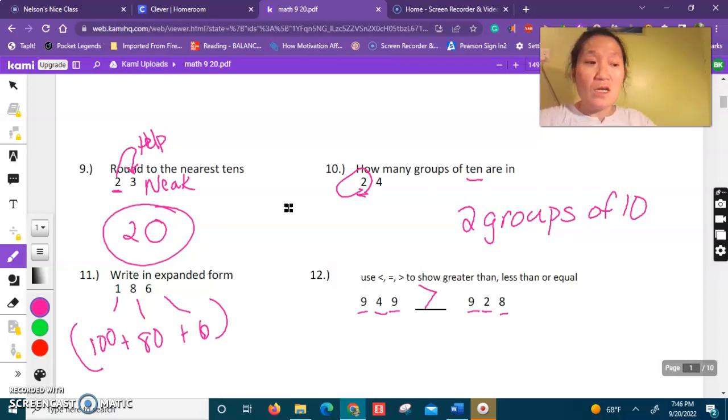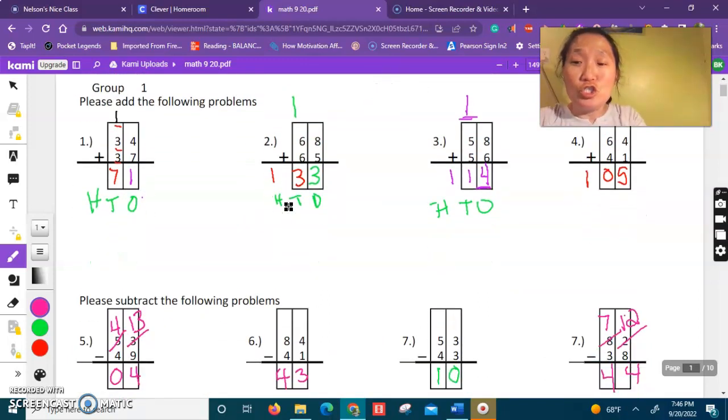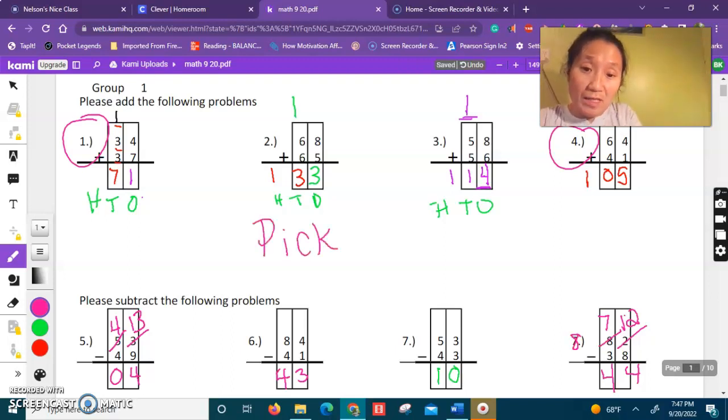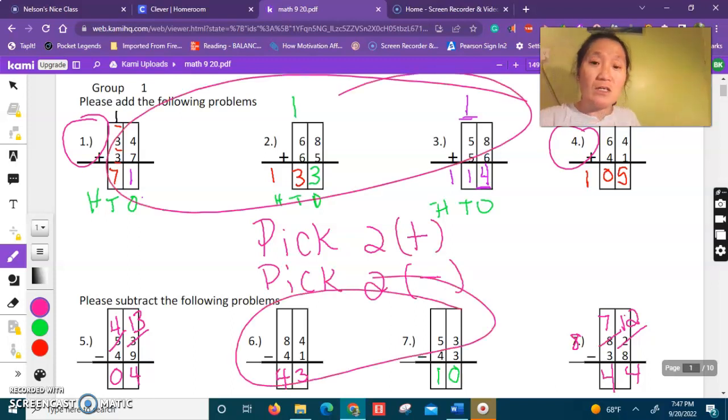Okay? My expectation is you will pick 2 problems. I don't care which 2 that you pick, but when you get your worksheet, give me 2 addition, 2 subtraction. You pick. There are a total of 8 problems. You have to pick 2 addition, pick 2 subtraction problems. So pick 2 from up here, pick 2 from down here, and do them.